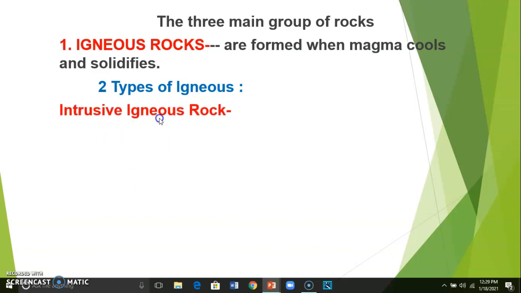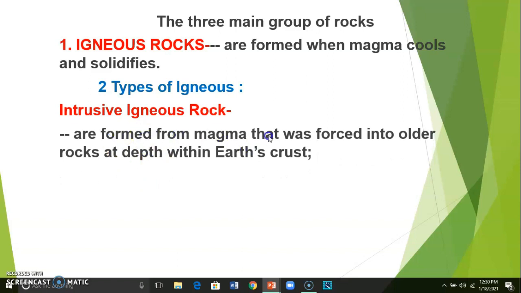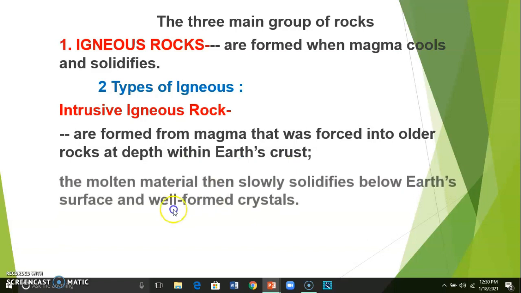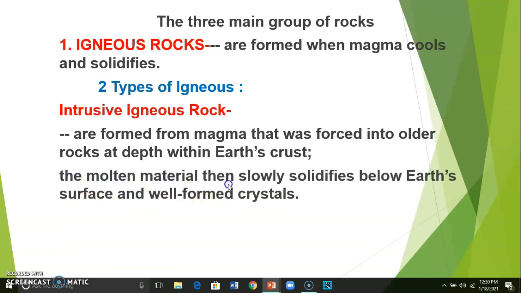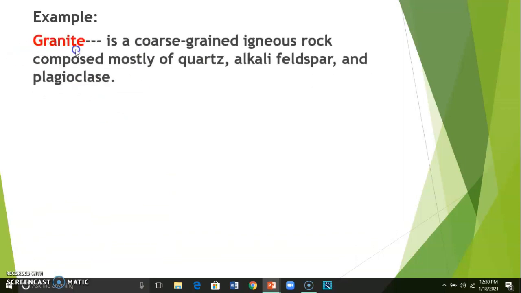The intrusive igneous rocks, remember the word intrusive, are formed from magma that was forced into older rocks at depth within Earth's crust. The molten material then slowly solidifies below Earth's surface and will form crystals. For example, the granite.